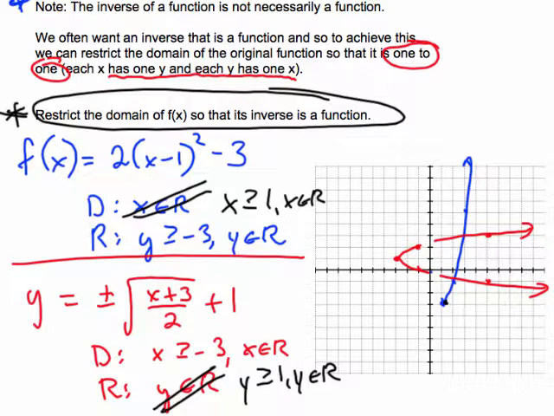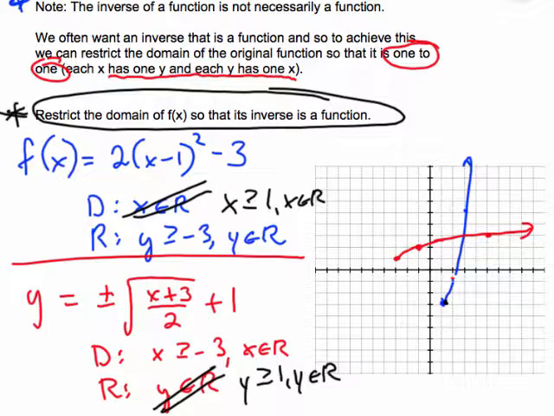And when I do the reflection across y equals x, it's going to mean that the bottom half of the graph disappears. Now you can take away either side. It doesn't have to be the right or the left. It can be either one. But you'll now see that we have an inverse that's a function.